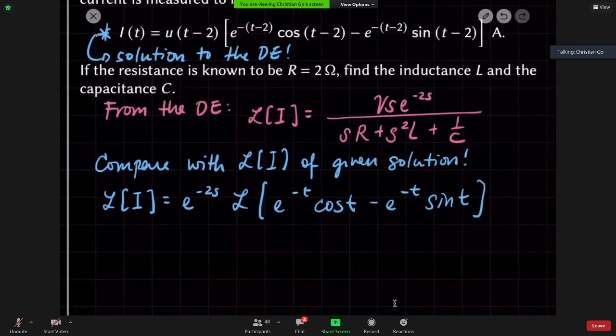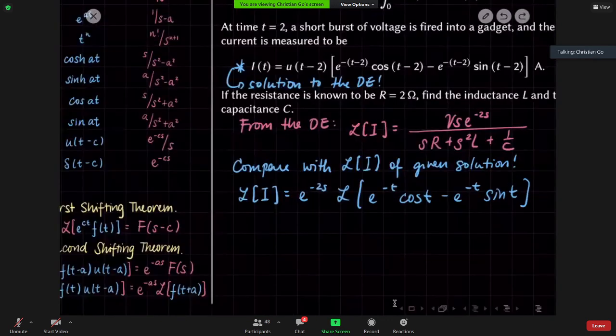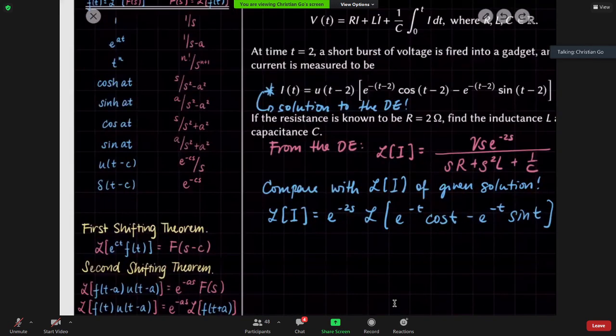Now, let's be careful. Let's now convert each of the terms in this expression. When there is an exponential multiplied by f, I figure out what cosine and sine become first, and then shift your s by your constant c. In this case, your constant is minus negative 1, so it's plus 1.